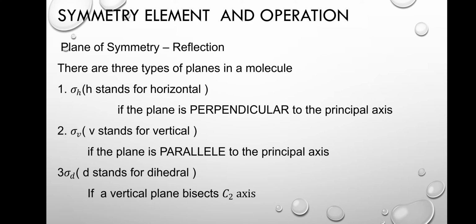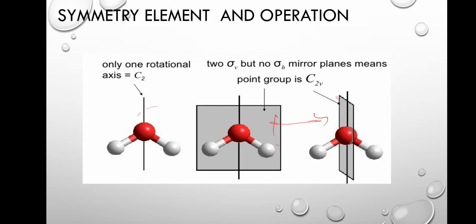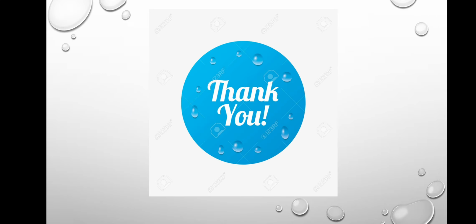The plane that is perpendicular to the principal axis is sigma h, and the one that is parallel we call sigma v. So taking the water molecule, you can see this is the principal axis. In this plane it is parallel, in this plane it is parallel. If a plane were like this, it would be perpendicular, so that is not a horizontal plane. So only two sigma v are there. Okay, so that is it. Thank you.